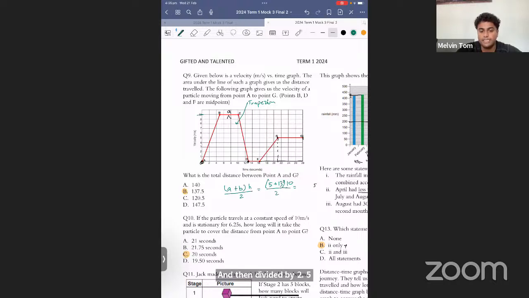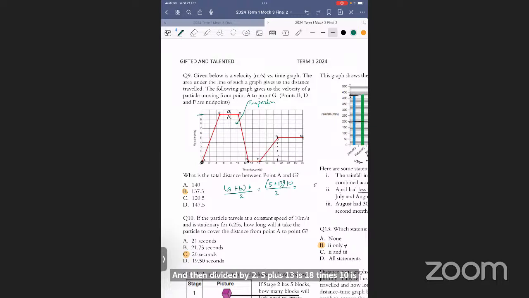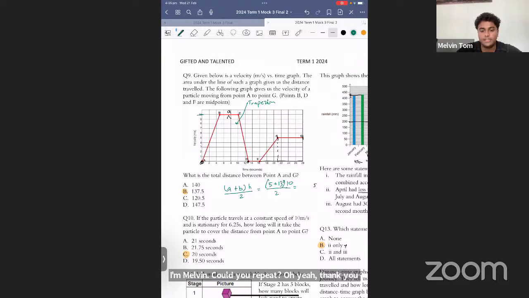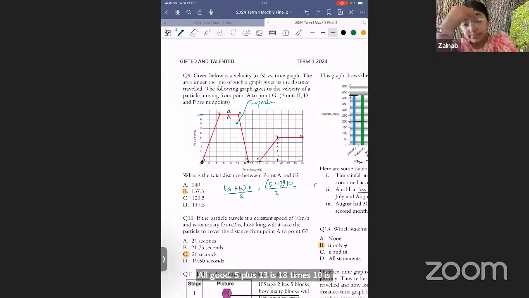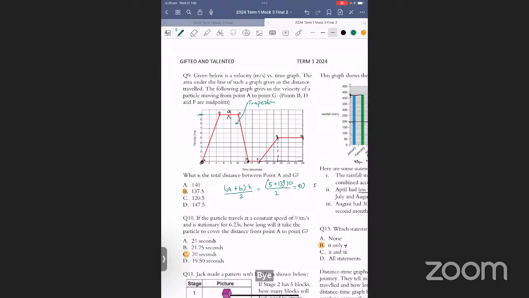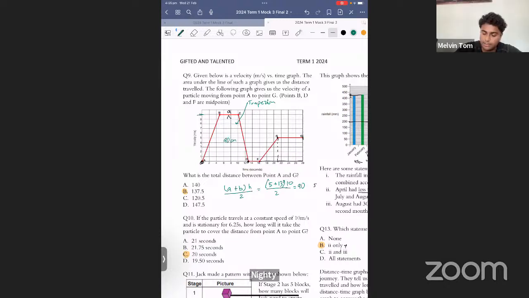5 plus 13 is 18, times 10 is? 180. Divided by 2? 90. All right. So this shape here is 90 meters.